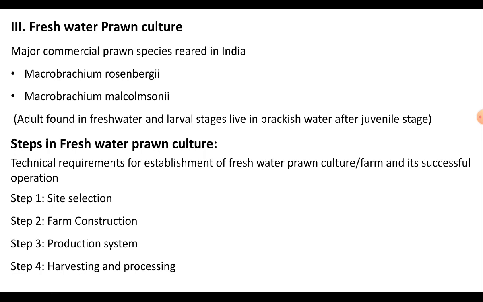Let us see the steps involved in freshwater prawn culture. These are some technical requirements for the establishment of freshwater prawn culture. The steps involved in freshwater prawn culture are: first one is site selection, the second step is farm construction, the third step is production system, the fourth step is harvesting and processing.